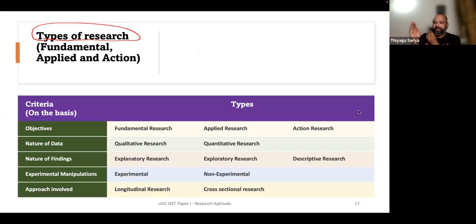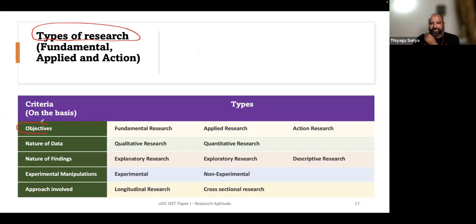Then similarly, when you're talking about research, we need to find some kind of characteristics. Based on the characteristics only, we can divide the different types of research. The problem is we do not know the basic characteristics. Instead, we are remembering all the types, and that's not fair. So here I'm giving some kind of criteria.